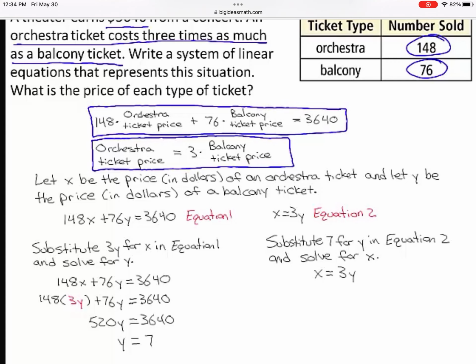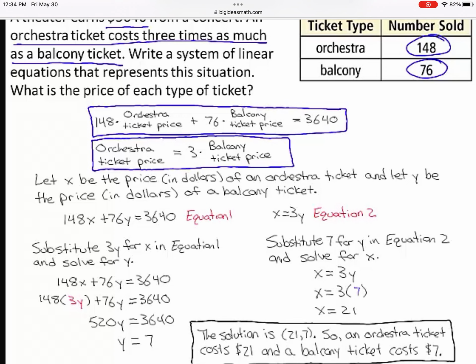First write the equation. x equals 3y. Substituting 7 for y gives x equals 3 times 7, or x equals 21. So the solution is 21, 7. So an orchestra ticket costs $21 and a balcony ticket costs $7.